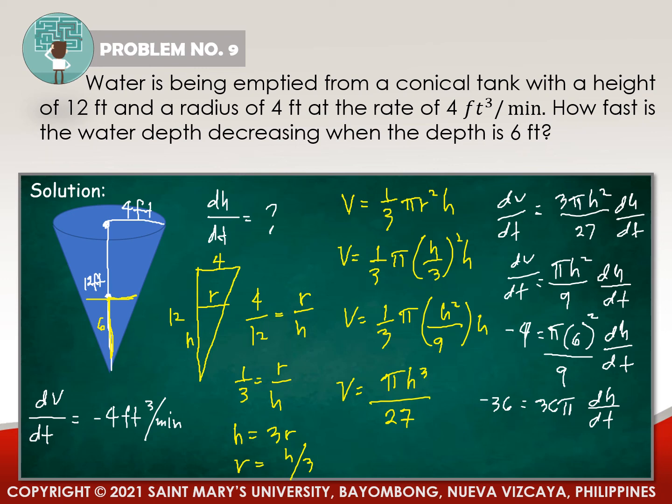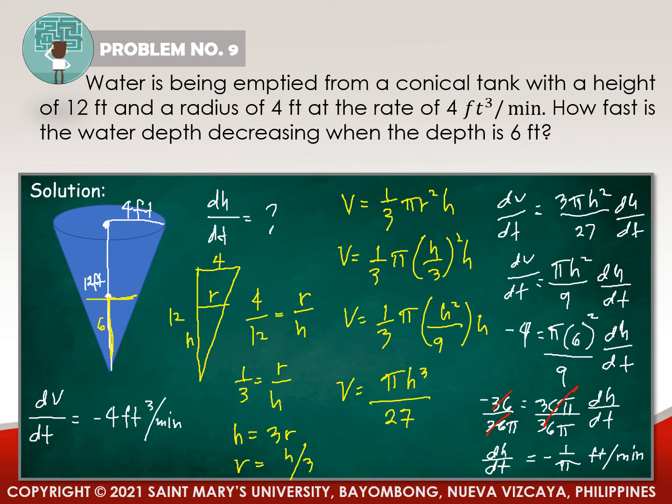And then what you are going to do next is to divide both sides by 36 pi. So we have 36 pi and 36 pi. Therefore, our dh over dt equals, kasi makakancel na to, so yung 36 makakancel, we have negative 1 over pi. Ang unit natin, it is what? Since height yan, feet per minute. Feet per minute. So, negative 1 over pi. So, yan yung answer natin.